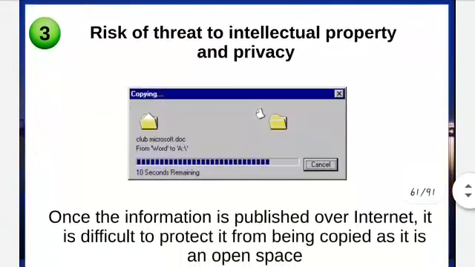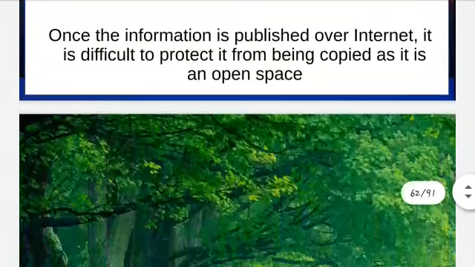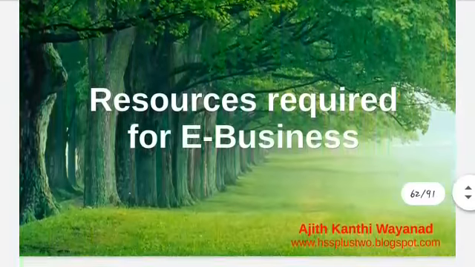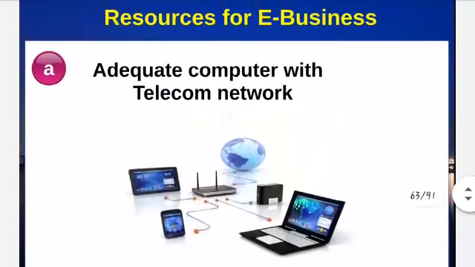Then there is the risk of threat to intellectual property and privacy. Once the information is published, it is difficult to protect it from getting copied. Then, resources which are required for e-business. The first thing, as you can see here, is a computer with a network. That's very obvious. You need a computer or a mobile which has a proper telecom network.